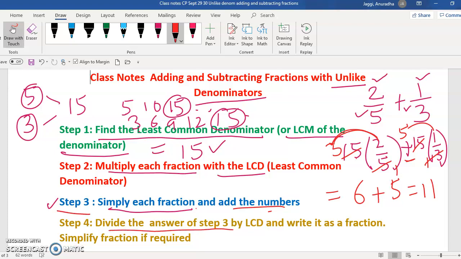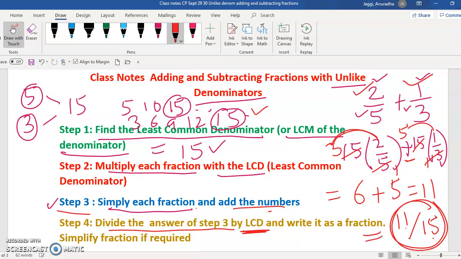What is step 4? Divide the answer of step 3, which is 11, by the LCD. What was your LCD? 15. And write it. If it needs simplification, 11 doesn't go into 15, 15 doesn't go into 11. They don't have a common factor, so this is your final answer. So 2 by 5 plus 1 by 3 equals 11 by 15.